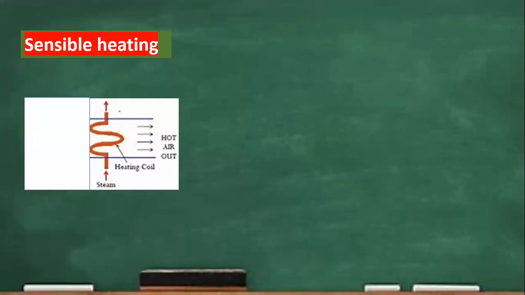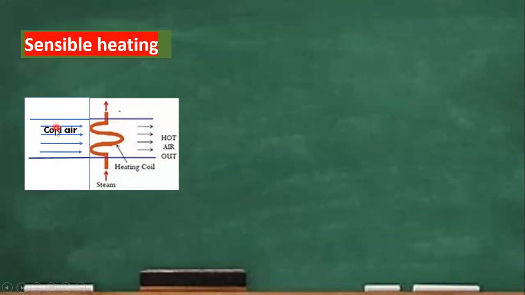Consider a pipe here. The length of the pipe is L and D is the diameter. Only for understanding purposes, here is one heating coil. Through this heating coil, you are passing steam, that is, hot fluid. On the other side of the pipe, I will take the cold air. This is cold air, which we are passing over the surface of the heating coil, and the temperature of the cold air here is T1.